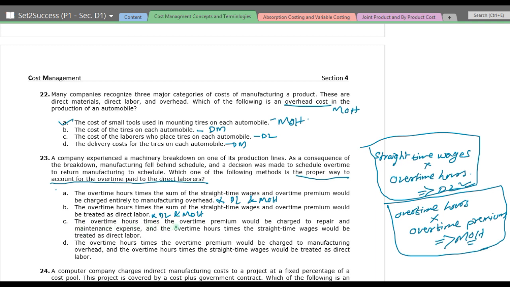The overtime hours times the overtime premium would be charged to repair and maintenance expense. There is nothing like repairs and maintenance. We don't charge overtime to repairs and maintenance expense. And the overtime hours times the straight time would be charged as direct labor. Yes, overtime hours and straight time wages would be treated as direct labor. Yes, but the first option is incorrect.